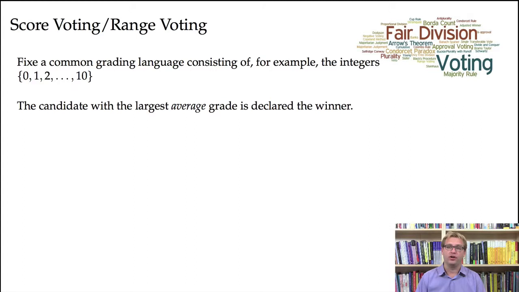Okay, so how does score voting work? The idea is that you fix a common grading language. For concreteness, let's suppose that it's the first 11 integers, so 0, 1, 2, 3, all the way up to 10. It doesn't have to be that.